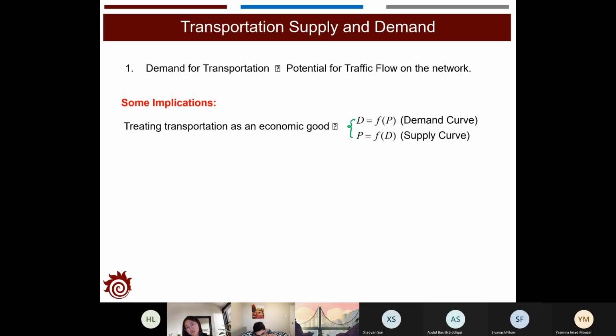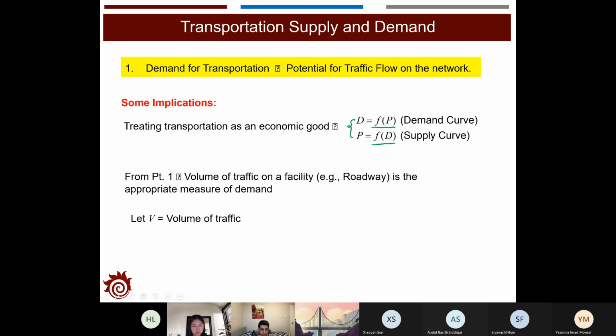As the planner, we want to balance the demand and supply. But here, let's just assume that there are two functions, and usually the demand is determined by the supply. In the meanwhile, the supply is also related to the demand. So these two functions are highly related with each other. But for the transportation system, we will have some specific definitions about the demand and the supply.